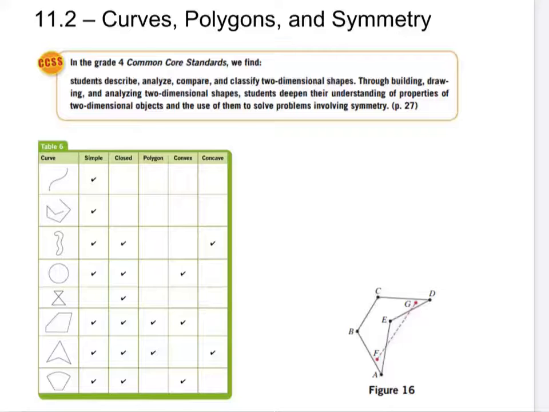So 11.2. Again, I like to begin the sections with a little Common Core quote about the Common Core standards. In grade 4 Common Core standards, we find students describe, analyze, compare, and classify two-dimensional shapes through building, drawing, analyzing two-dimensional shapes. That's what this is all about here. Students deepen their understanding of properties of two-dimensional objects and the use of them to solve problems involving symmetry.